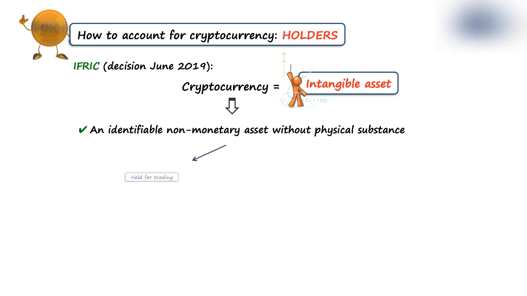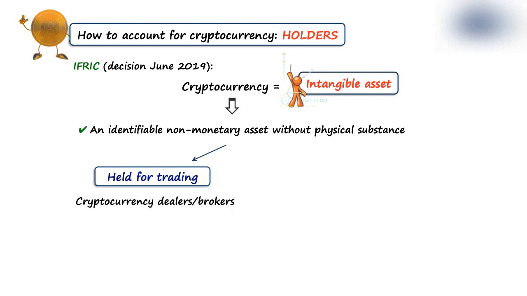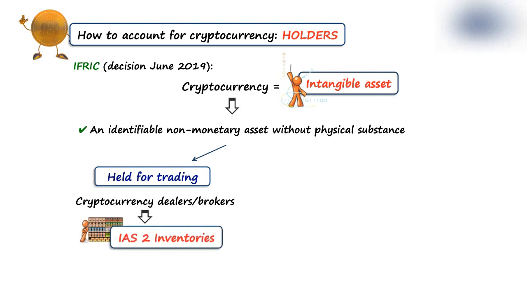So if it is held for trading, for example, by cryptocurrency dealers or brokers, then they should apply IAS 2 Inventories, and more specifically paragraph 3(b) guiding the commodity brokers. So they should treat cryptocurrency as a current asset and measure it at fair value less costs to sell.